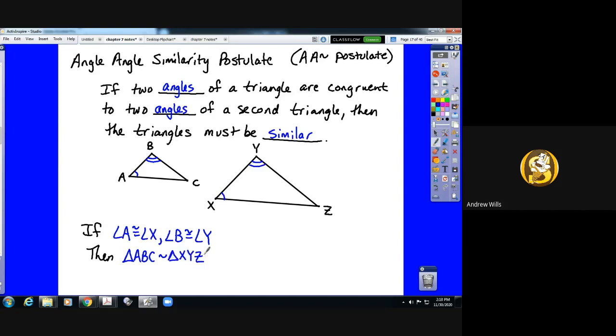Now, the reason why we only need two angles is because if we know two sets of angles, we really know all three, because every single triangle adds up to 180 degrees. So if we know two sets are the same, that third set has to be the same. We already have a theorem that says that. So the reason it's not angle-angle-angle similarity is because we don't need to prove three. If we prove two, we have really proven all three. So the angle-angle similarity postulate says if we can show that two sets of angles are congruent, that is enough. The triangles have to be similar.